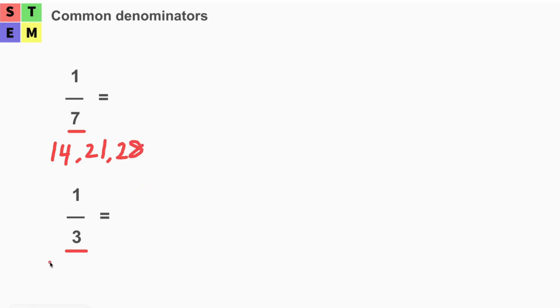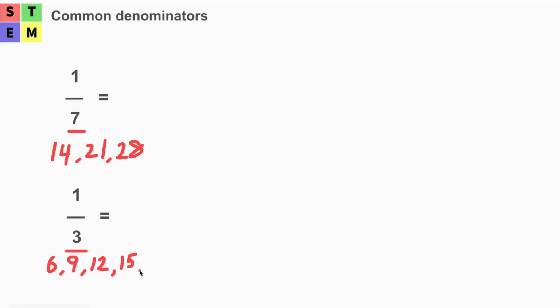Now below, 3 times 2 is 6, 3 times 3 is 9, 3 times 4 is 12. It's not even close to 14, so it's not 12. Let's continue. 3 times 5 is 15. This time it's bigger than 14, but I can't find 15 above, so the next one should be 21.